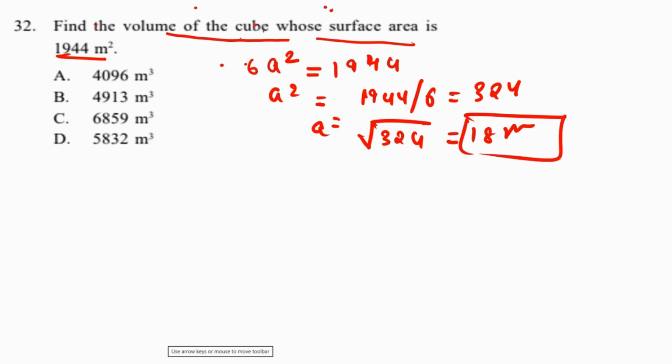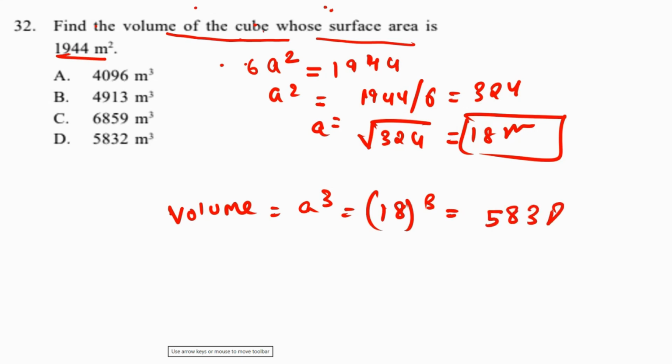Now, if it is 18 meters, what is the volume which is required? Then the volume is a cube, which means 18 cube. 18 cube is nothing but 5,832 meter cube. Option D is the answer.